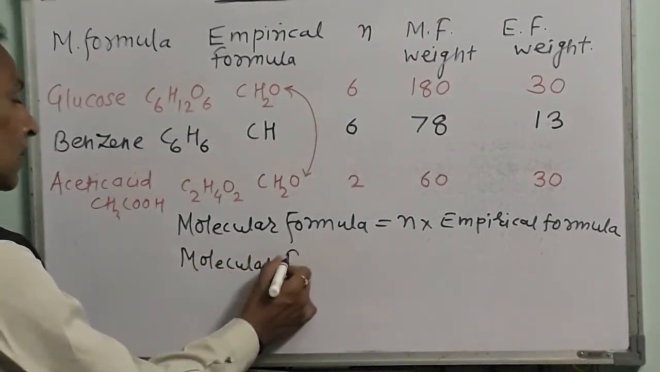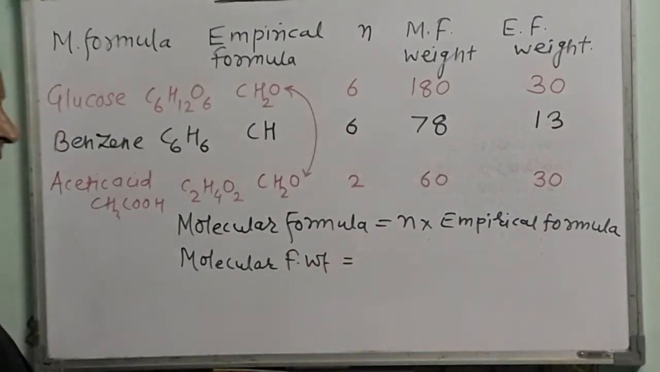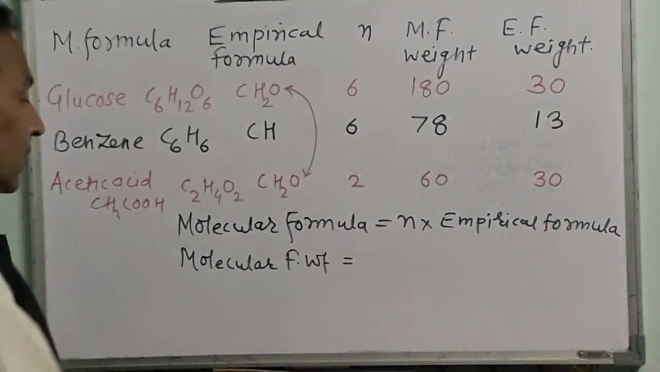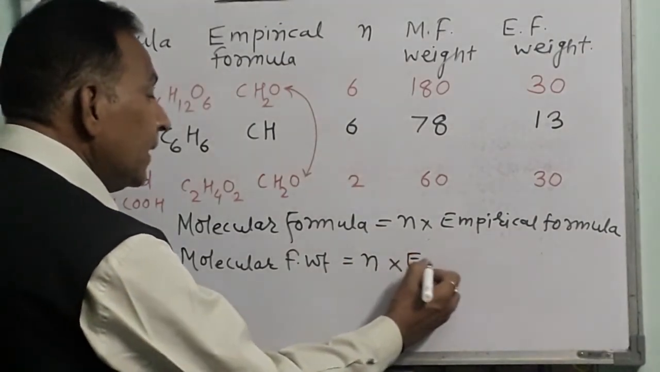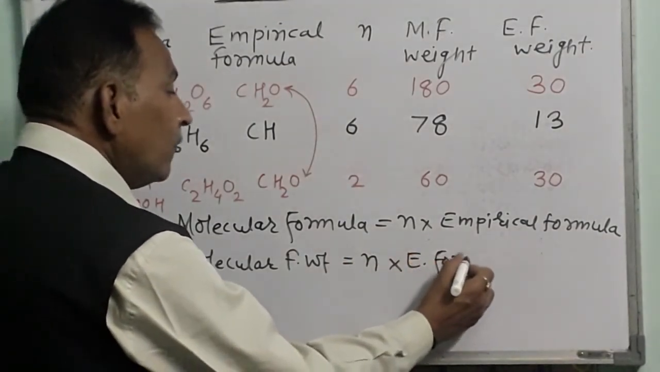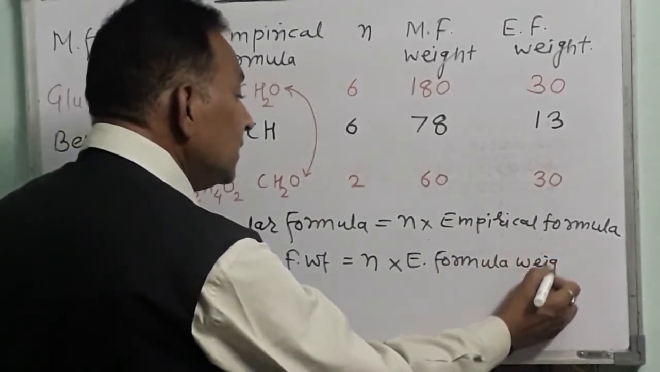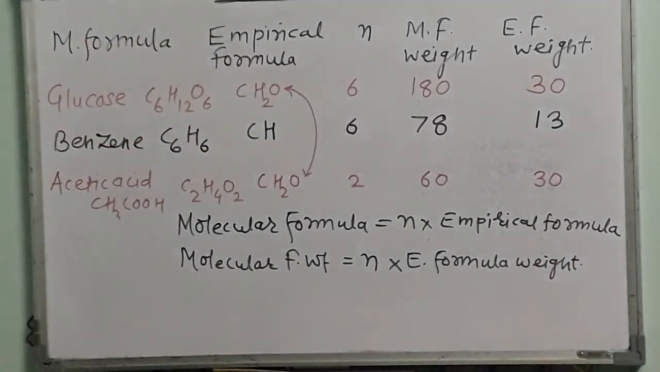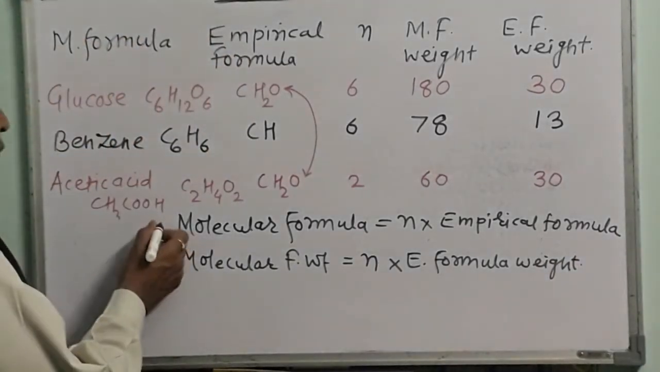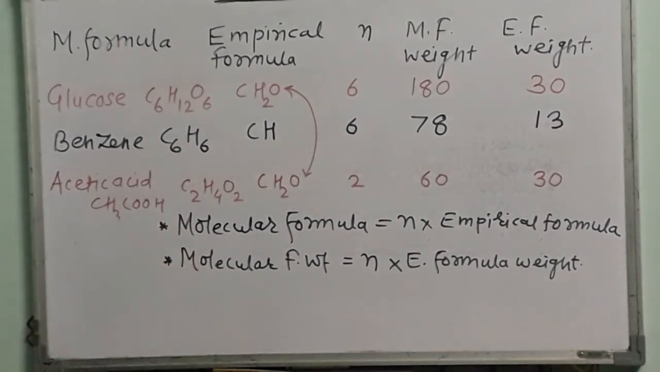Similarly molecular formula weight, the weight that is calculated from the molecular formula, that is molecular formula weight is equal to some value n multiplied by empirical formula weight. The weight that is calculated from the empirical formula, that weight will be called as empirical formula weight. So these two important formulas we come to know from the list of compounds we have just prepared.